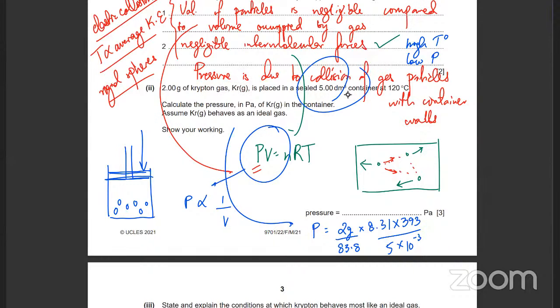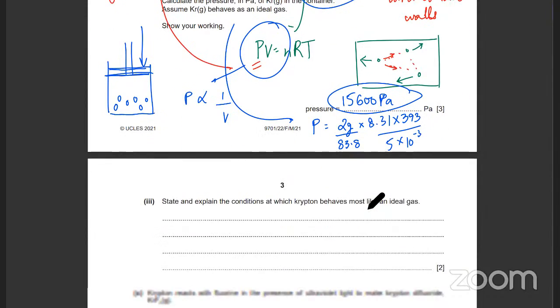So I got 15,600 to 3 significant figures. 15,500. 600, 500. 15,600. 3 significant figures. Okay. Pressure, pascals, right? Yes, sir, it's 15,600 pascals. These values were accurate up till 3 significant figures, so your answer should be at least up till 3 significant figures.